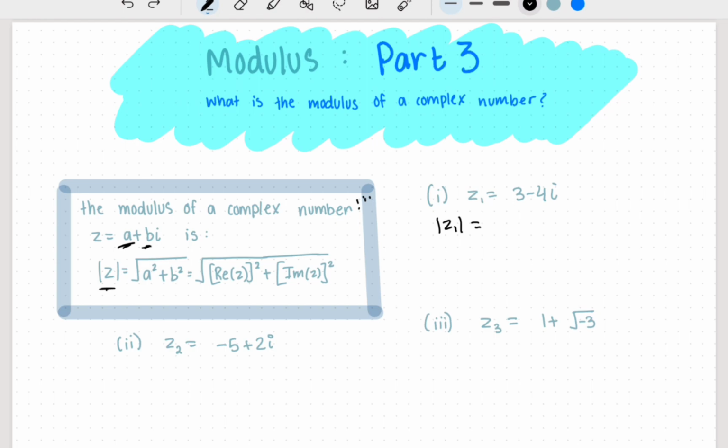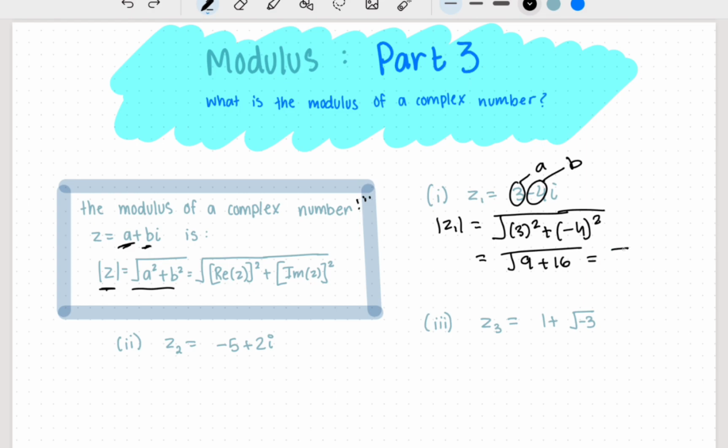That is equal to the square root of a squared plus b squared. In this case, 3 is a, and minus 4 is b. So we have 3 squared plus minus 4 squared. Let's solve this. We get 9 plus 16, which is equal to the square root of 25, which is further equal to 5. So the modulus of this complex number 3 minus 4i is 5.